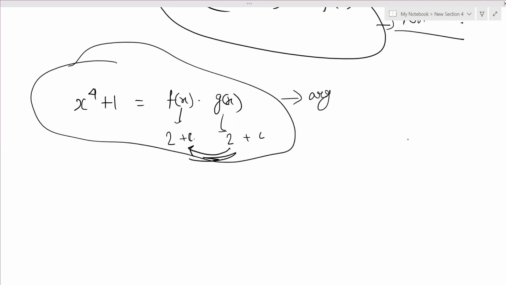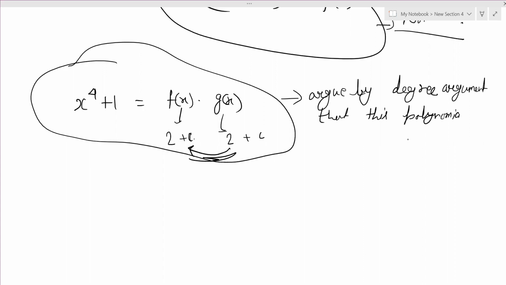Argue by degree argument that this polynomial x to the power 4 plus 1 is irreducible.